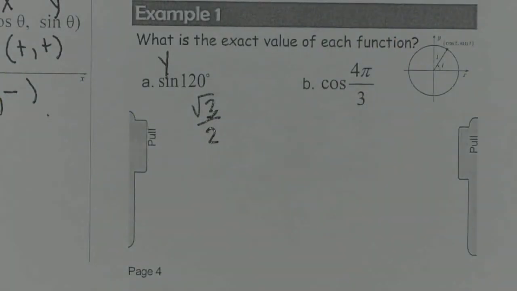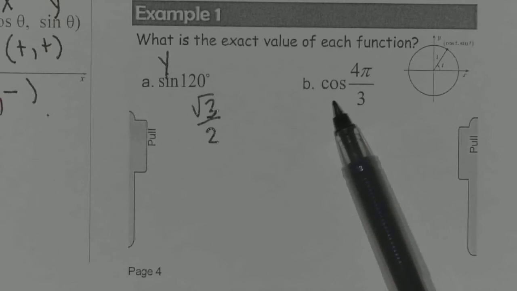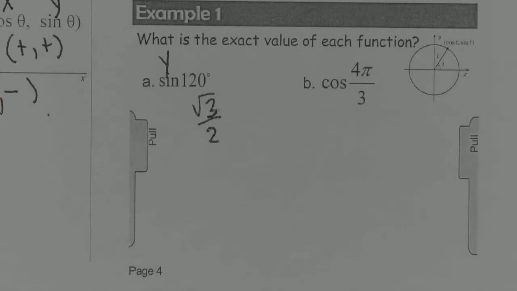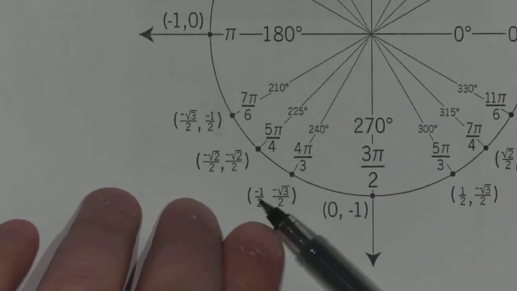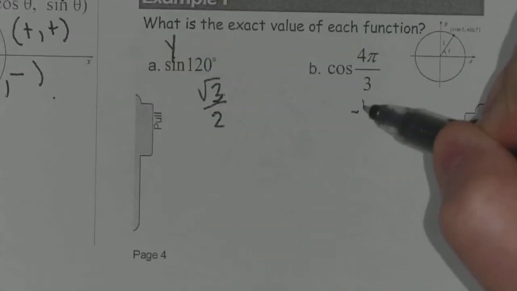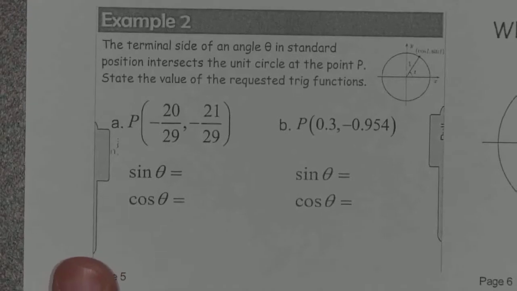Questions on how I grabbed that off the unit circle? All right, cosine this time. Cosine's which value? 4 pi over 3. Okay, the cosine, x or y? X. So you find 4 pi over 3 on your unit circle. Negative 1/2. Yep, you find your x value, which is negative 1/2. So we're really just reading that unit circle for our x and our y values.